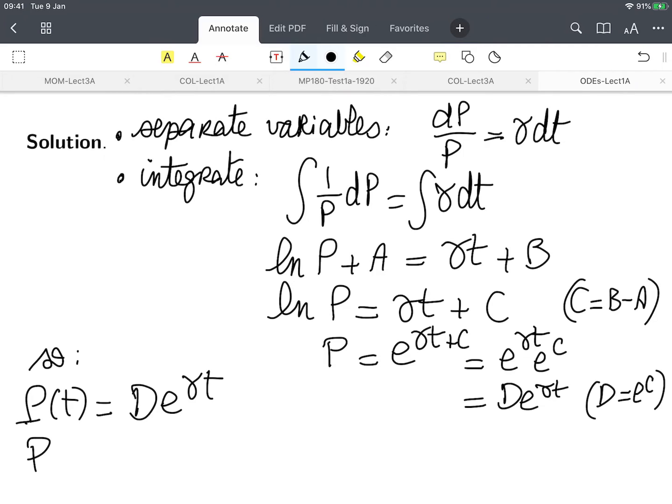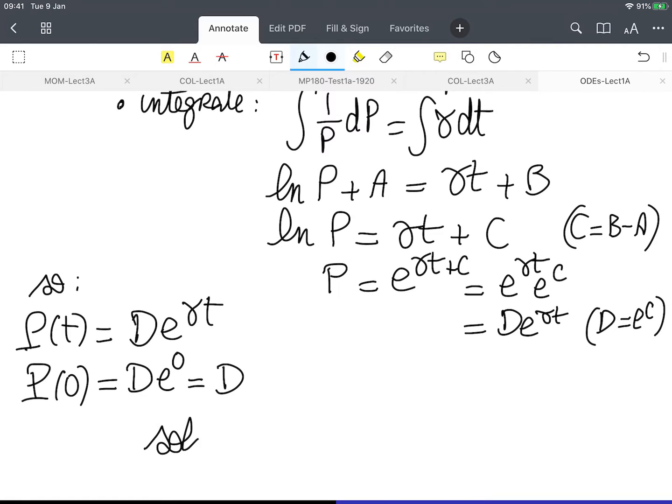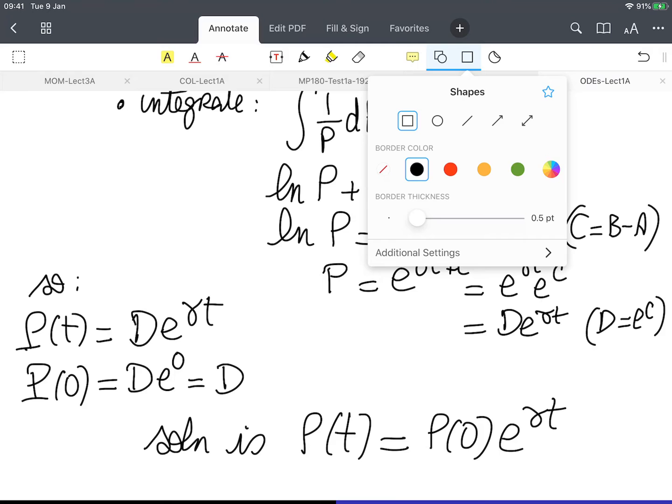Often you're linking this to initial conditions at 0. For instance, you know the population at time 0, it's p of 0. That's going to be d times e to the power 0. E to the power 0 is 1, so that's just d. And so I can write my solution like this: p of t equals p of 0 times exponential gamma t. That wasn't so hard.